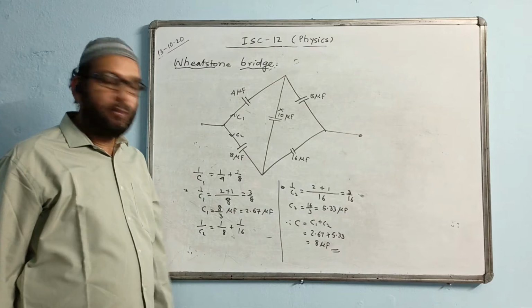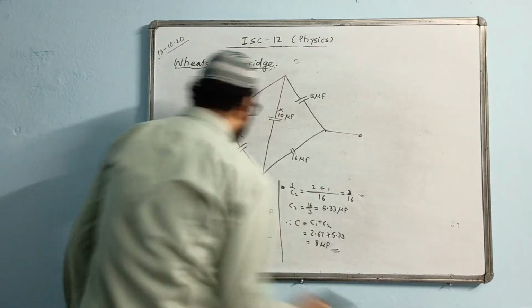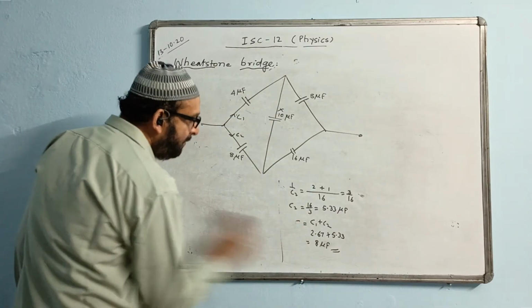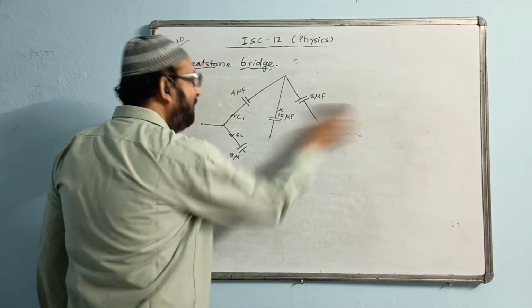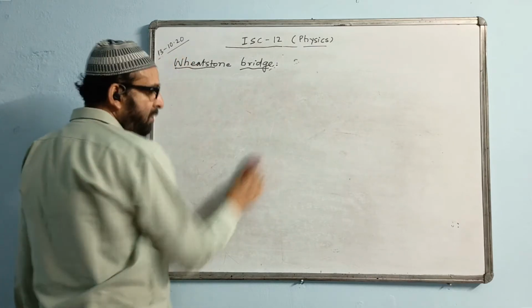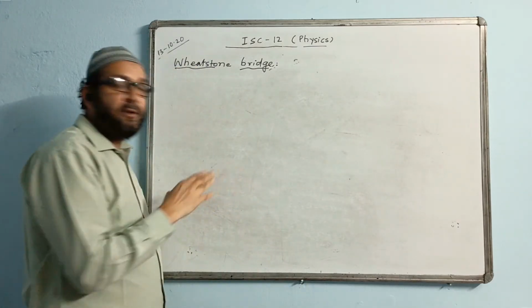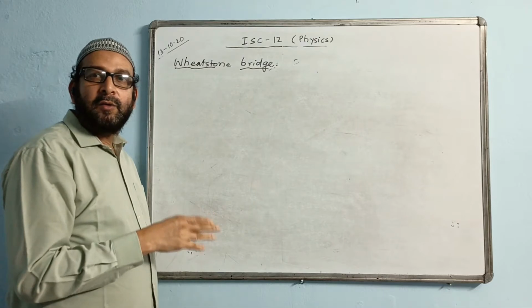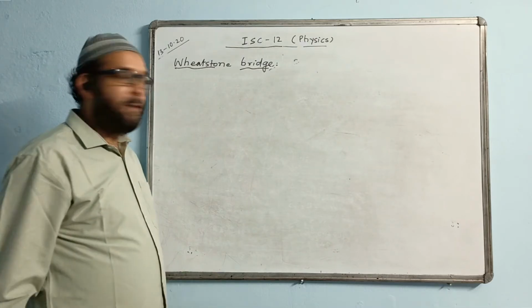Only with the balanced Wheatstone bridge. So you have to identify whether they have given a balanced Wheatstone bridge or not. I mean, they will give a Wheatstone bridge, but of course the balanced condition is on. That means you will be checking first whether it is balanced or not. How to check? The P by Q and R by S ratio must be equal.